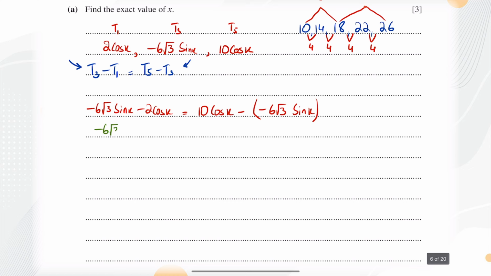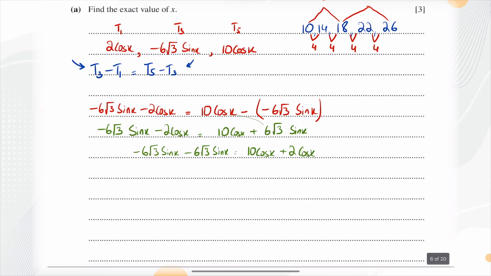So minus 6 under root 3 sine x minus 2 cos x is equal to 10 plus 6 under root 3 sine x. Oh, I forgot to write cos x with 10 cos x. Now we'll have to get all the sine x on one side and all the cos x on the other side. So minus 6 under root 3 sine x equals 10 cos x plus 2 cos x.